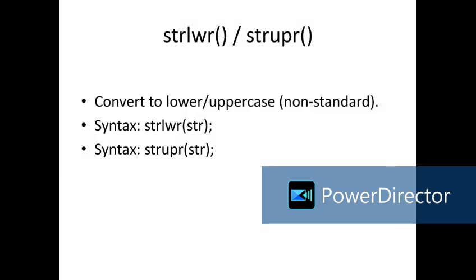String lowercase and string uppercase functions. Now let's dive into two interesting string functions, strlwr and strupr. Both of these functions are used to convert a string to lowercase or uppercase, respectively. These are non-standard functions, meaning they may not be available in every C environment, but they are common in many compilers. Let's go through each one.